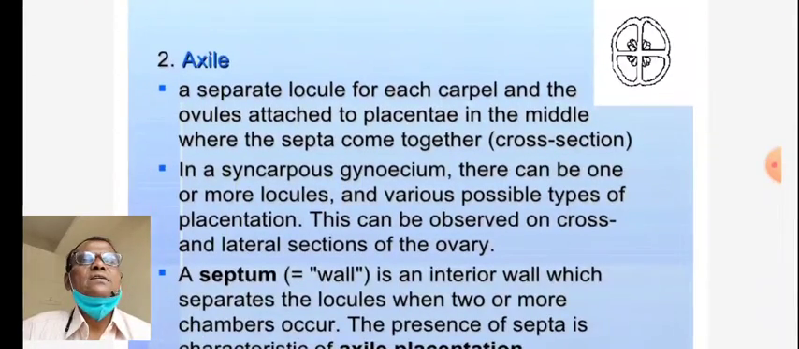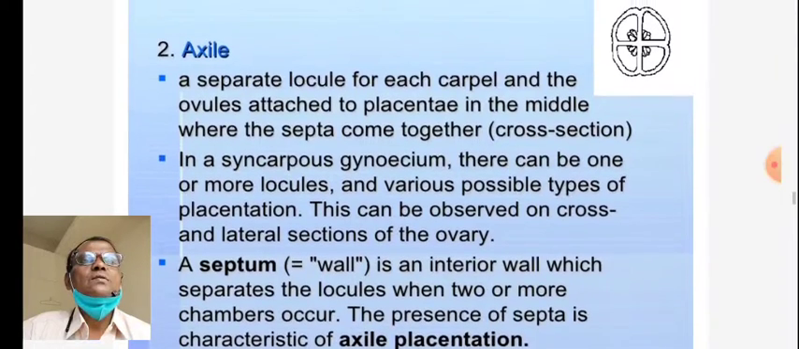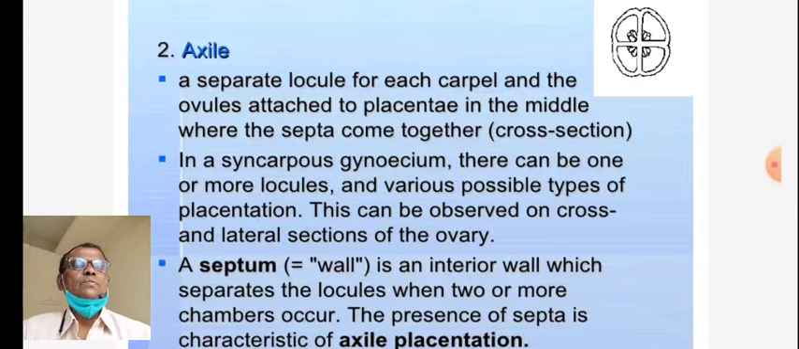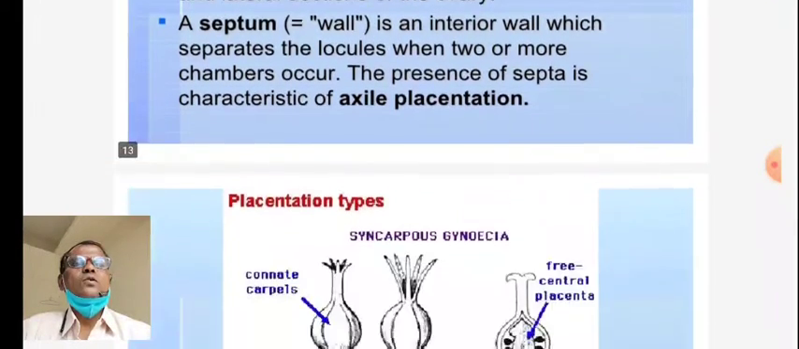Second, axile is there. You see there are 4 locules, so it is tetralocular, and the placenta is at the center. The septum, that is a wall, is present in each one. So this is a good type. Commonly, axile placentation is seen in all types.